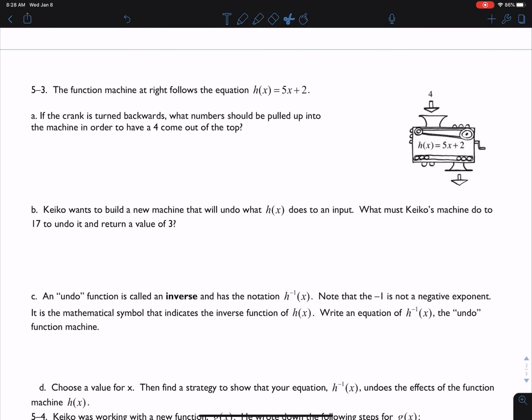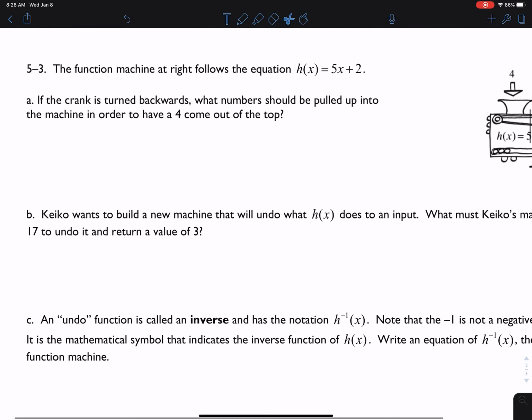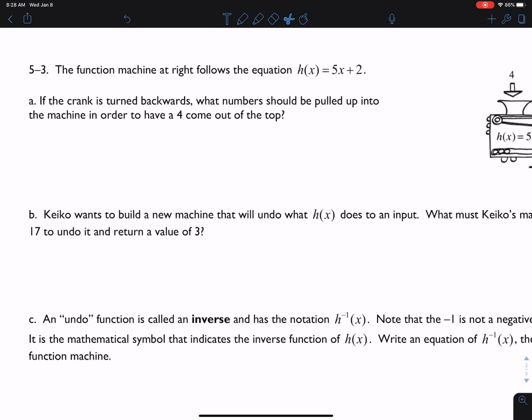Start with the very next problem. So in problem 3, they tell us that we have a new function machine h of x, and the rule for h of x is shown right here. And they say, okay, what happens if we crank this machine backwards? What happens if the machine is working like a backwards machine? What would have to be sucked into the machine for 4 to come out the very top of the machine?